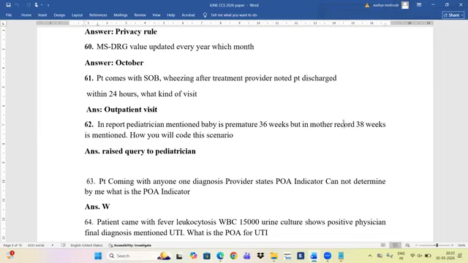So they are asking whether we will confirm with the pediatrician or obstetrician. For the baby record, we need to ask the pediatrician. Mother means obstetrician. Baby record, pediatrician. Mother means obstetrician.